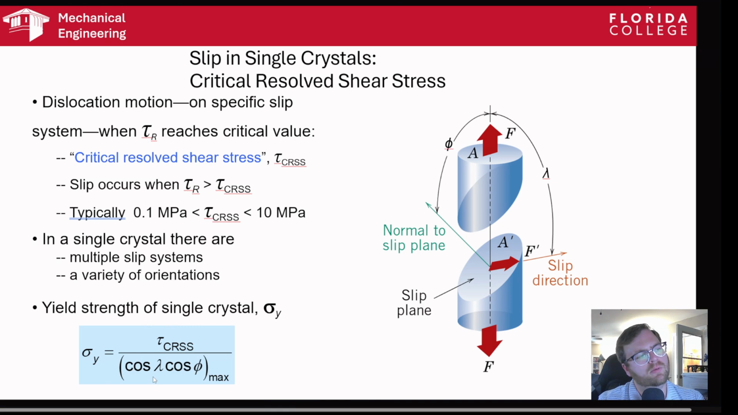Something to note that's a little bit important about that is, why are we saying max here? Well, it's because we might have multiple slip planes that we're looking at, right? So we're looking at the slip plane that gives us the maximum cosine lambda cosine phi. That will usually be the slip plane it'll want to start breaking along.